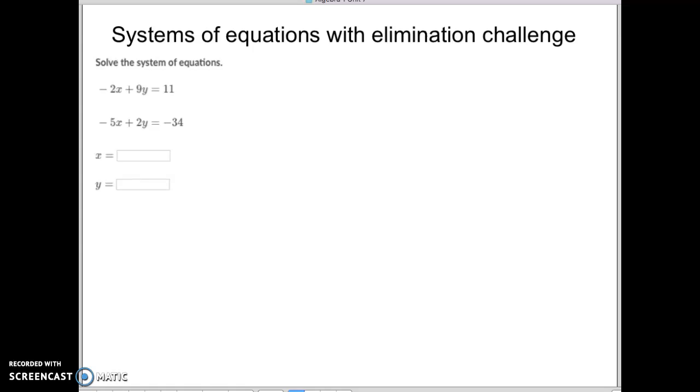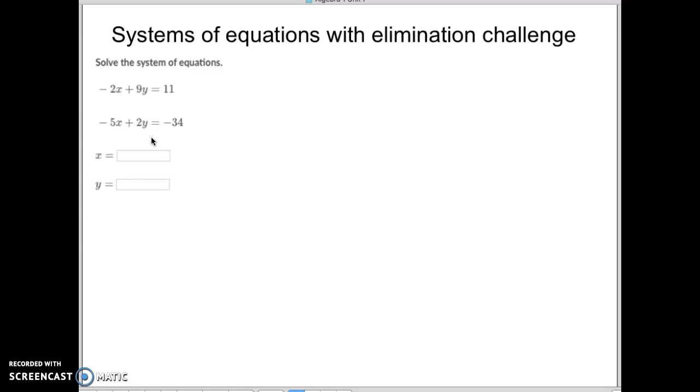All right, intermediate algebra students, your next Khan Academy is Systems of Equations with Elimination Challenge. So these are a little bit more difficult, meaning you will notice as you look at these that the x's don't line up and cancel and the y's don't line up and cancel. So we have to do some manipulating.